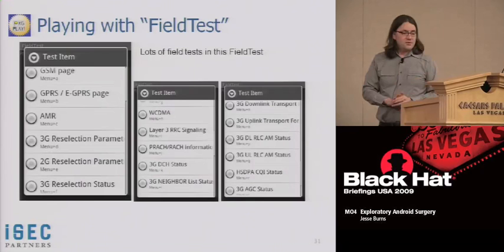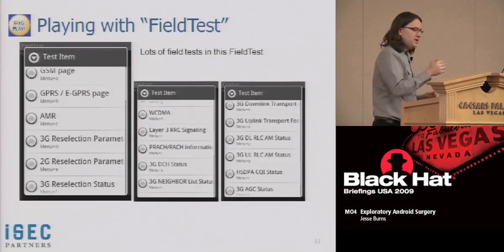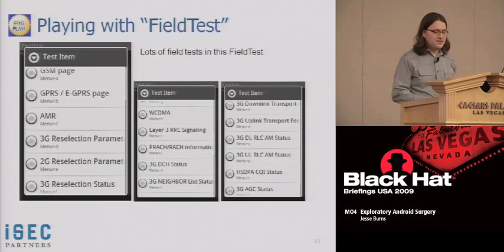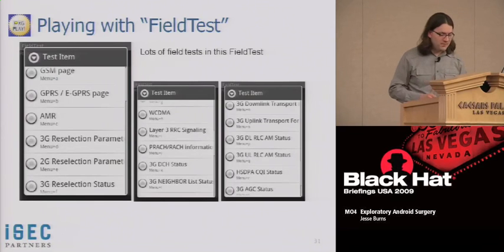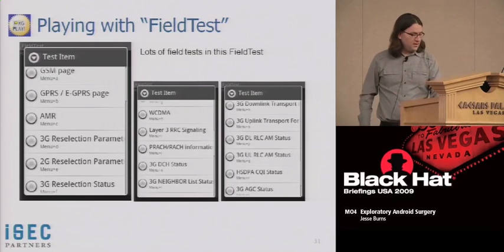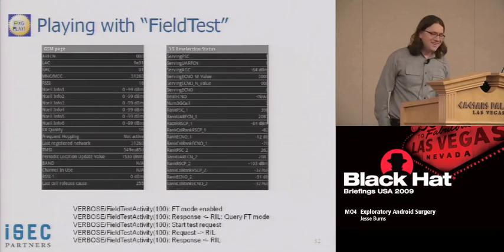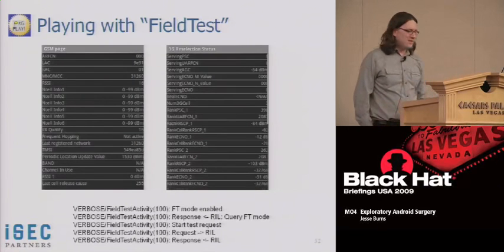So this is what it looks like when we start up the field test. The activity starts, and we get the option to hit the menu button. When we hit the menu button, we see all these test items. That sounds like a lot of fun. There's just tons of them. They all relate to phone stuff, GSM, WCDMA, 3G uplink transport, stuff that I don't understand. And then we actually select some of these, and here's a couple of views.